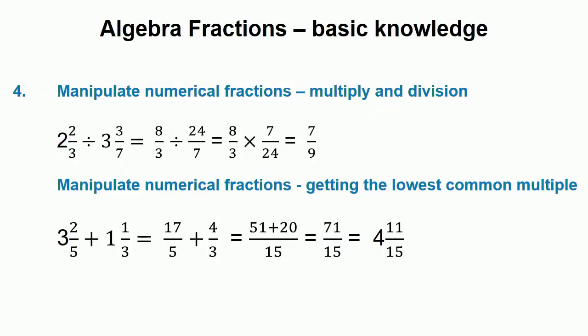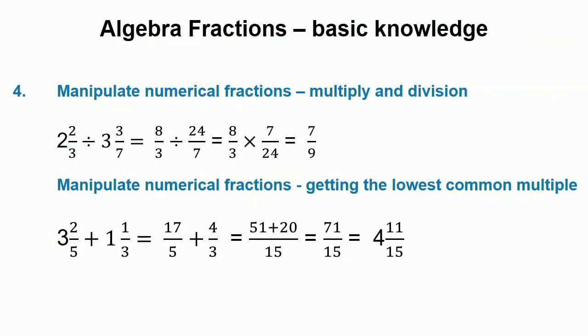Now I look at the bottom. What did I do to the 5 to get 15? I times with 3. So the 17 must also be times with 3 to get 51. Now I forget that and I look at the 3 at the bottom. What did I multiply the 3 with to get the 15? With 5. So the 4 I times with 5. Therefore, 51 plus 20, 71 on 15.